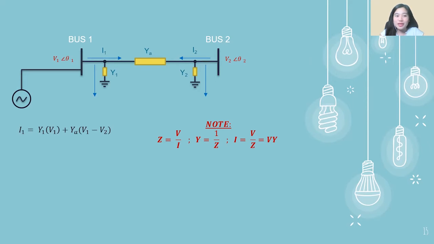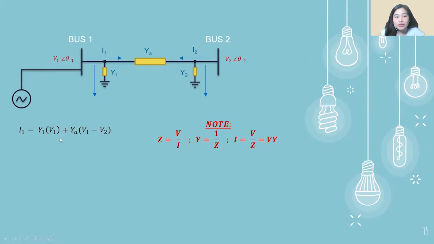So I1, just to make it simpler, is equal to Y1 times V1 plus YA times V1 minus V2. So basically, to solve for I, we have to look for V and Y, diba? As I've said here, based from the deduced formula. So our I1, as we have said, is going to flow here and going to flow here. So starting off with this part, we have Y1 and V1, since our I1 came from bus 1.